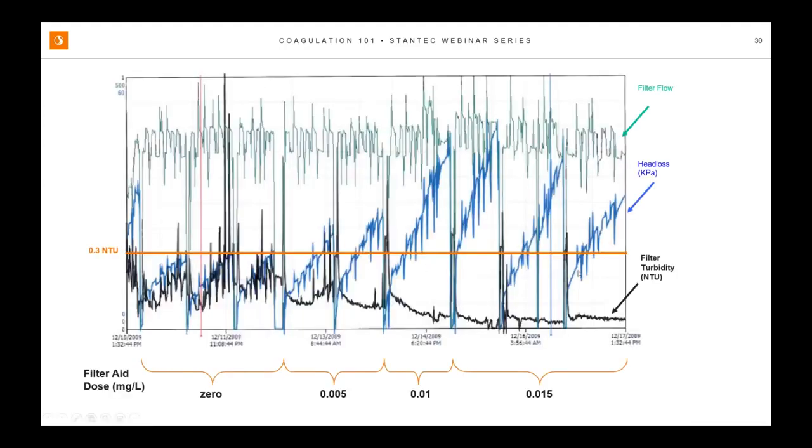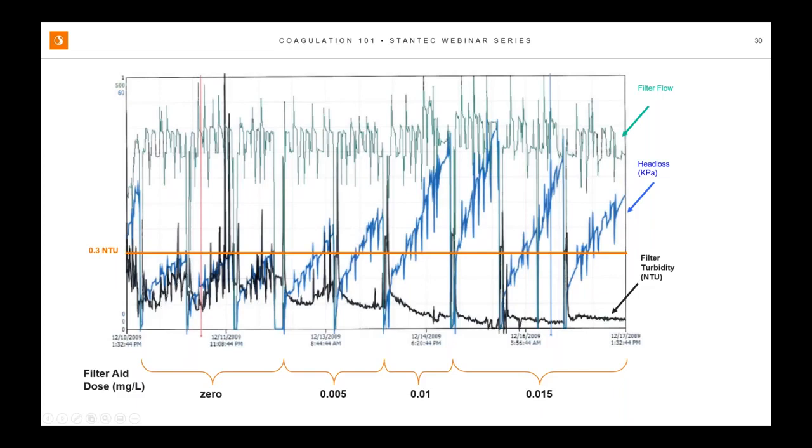Okay, so this graph is a SCADA plot, so it's naturally busy. But if you take a look, the black line is filter turbidity. The blue line is the head loss, and the green line is filter flow. So the filter flow is relatively constant for this test. And here we started off a plant, 0.3 NTU is our target. These filters with no filter aid were starting up, and the filter ripening took a long time, and filter ripening was almost immediately followed by the start of breakthrough.